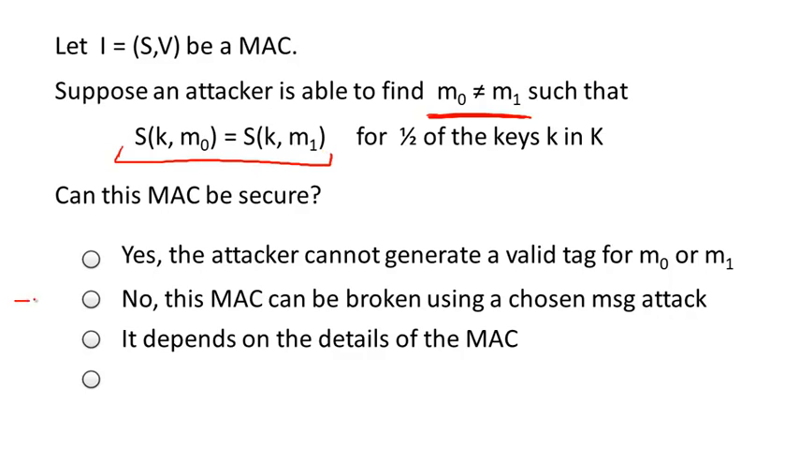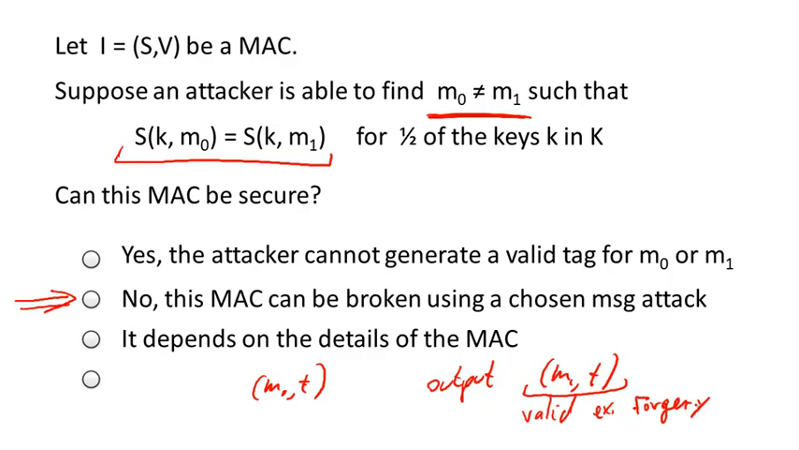So the answer is no, this is not a secure MAC, and the reason is because of the chosen message attack. Essentially, the attacker can ask for the tag on the message M0, and then he'll receive M0, T from the challenger, and in fact T would be a valid tag for the message M0, and then what he would output as his existential forgery is M1, T. And you notice M1, T is different from M0, T, so this is a valid existential forgery. And as a result, the attacker wins the game with advantage 1/2. So we conclude that this MAC is not secure.